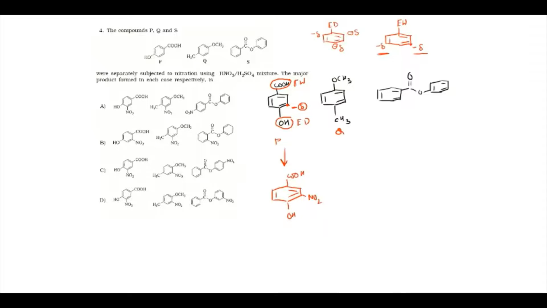Now Q has OCH3, which is an electron donor, and also CH3, which is a weak electron donor, weak compared to OCH3. As OCH3 is a much stronger electron donor, the nitration will be governed by OCH3. That means we have to look for positions relative to OCH3. So OCH3 as an electron donor will increase the electron density at its ortho and para positions. In this case also the para position is blocked by the CH3 group, so we will only check the two orthos. So any one of the orthos will undergo nitration.